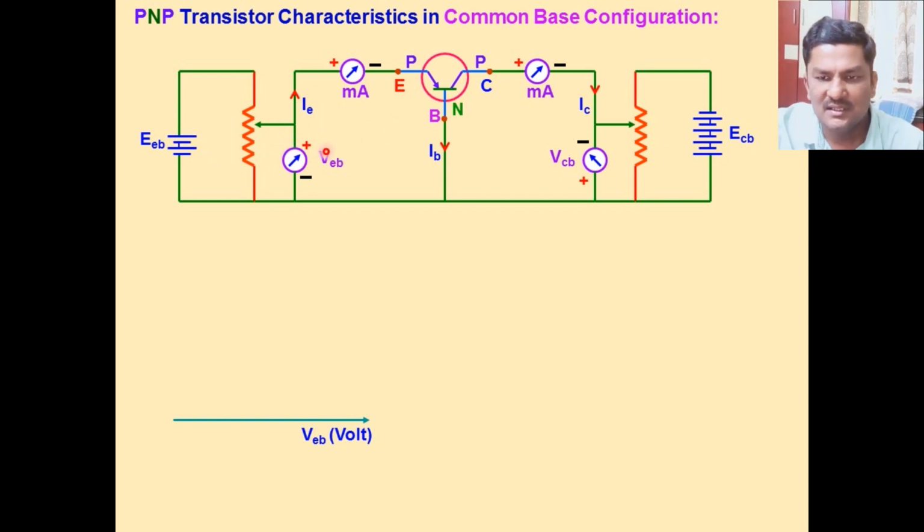So the input parameters are IE and VEB. IE can be recorded in a milliammeter, and VEB can be recorded in a voltmeter. Using this rheostat, we can change the values of VEB by changing the resistance. So we observe how the value of IE changes when we change the value of VEB.